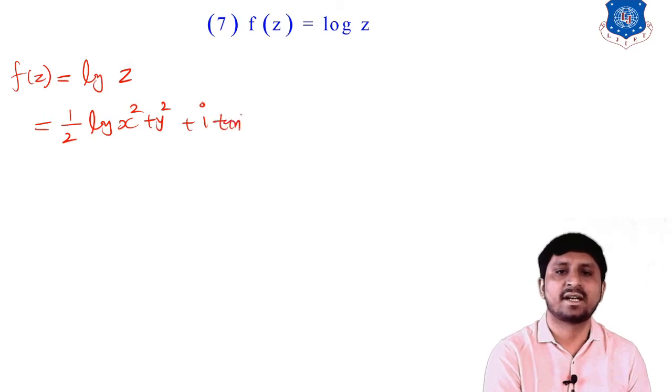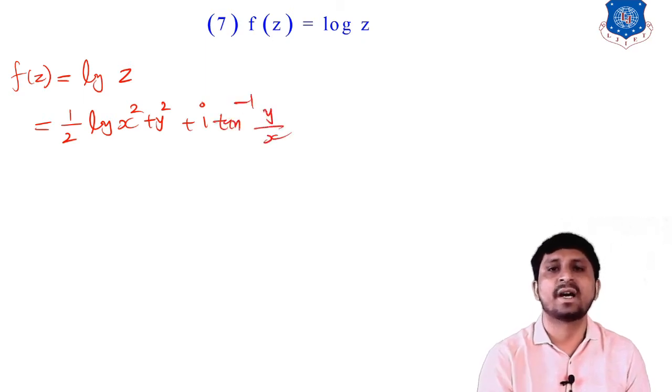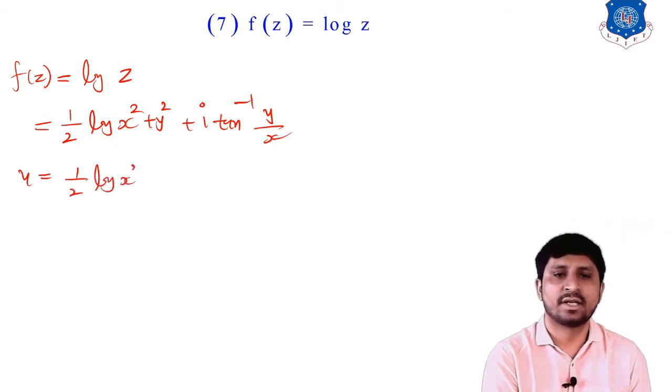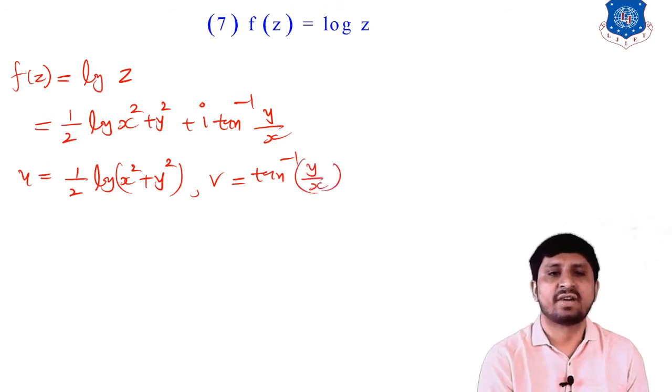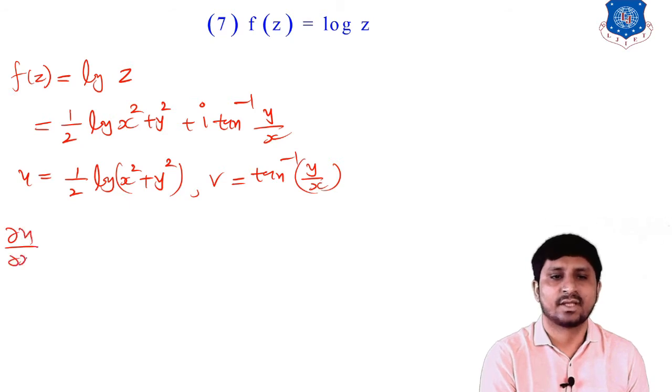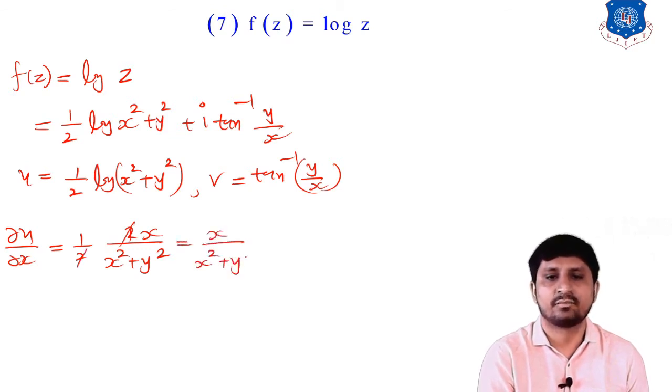What is the formula for theta? Theta is nothing but tan inverse y by x. Okay, so u is equal to 1 by 2 log x square plus y square, and v is equal to tan inverse y by x. And that's why del u by del x is equal to the differentiation of log, that is 1 upon x square plus y square into 2x. So this 2 will be cancelled out. So that's why this is x upon x square plus y square.